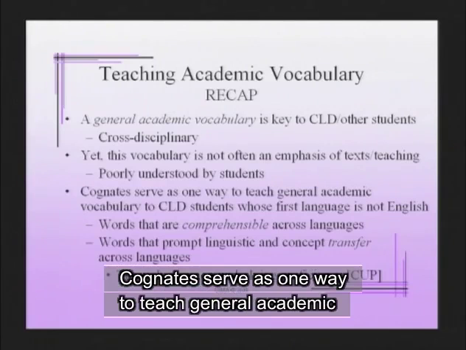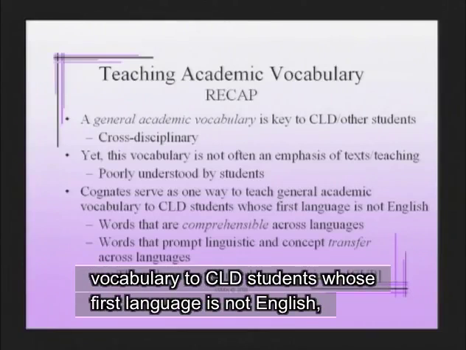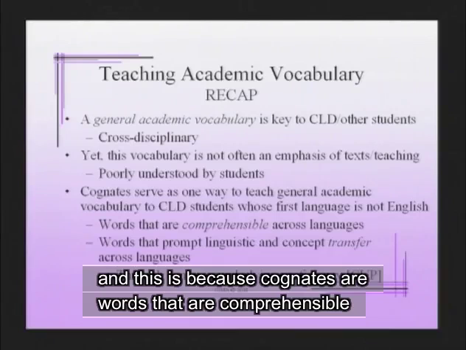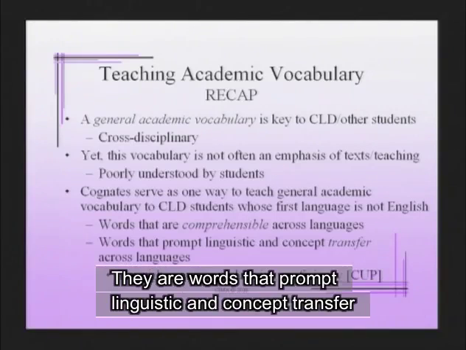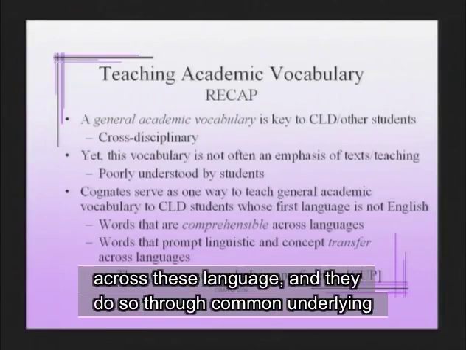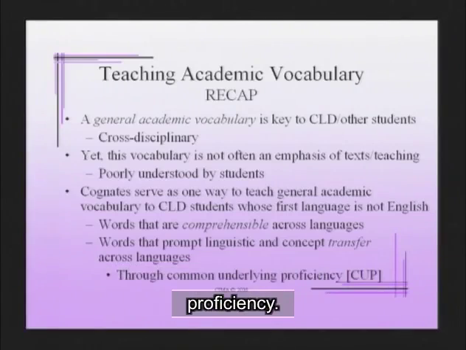Cognates serve as one way to teach general academic vocabulary to CLD students whose first language is not English. And this is because cognates are words that are comprehensible across languages. They are words that prompt linguistic and concept transfer across these languages. And they do so through common underlying proficiency.